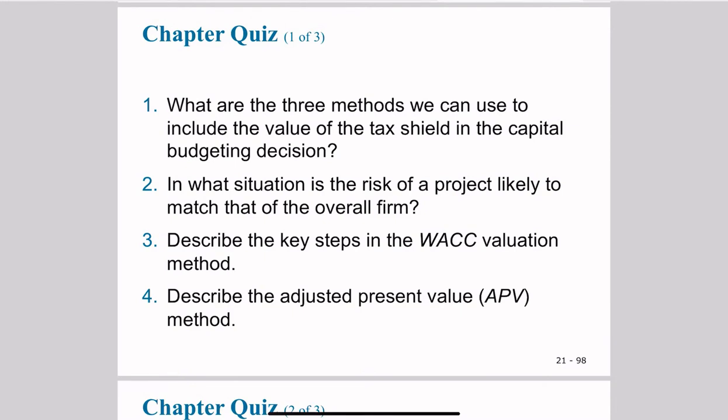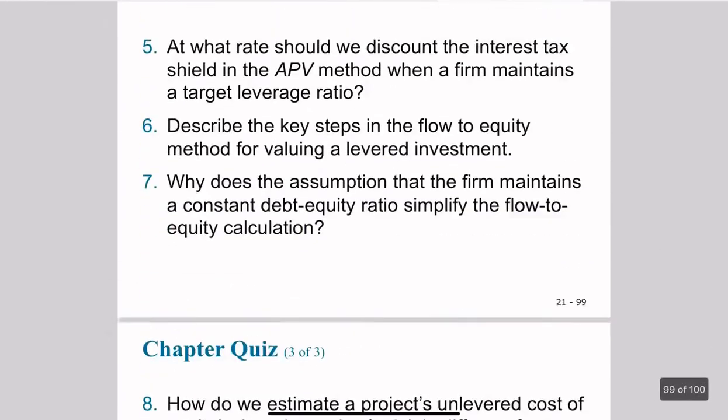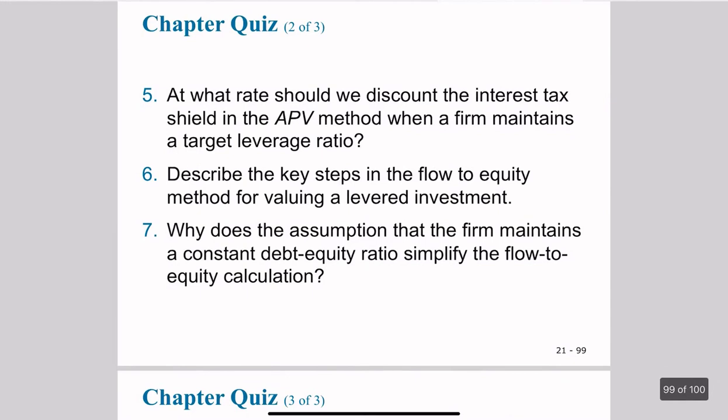And then the third step is obvious. You will basically add the two numbers. That is, you will sum up the unlevered value and the present value of the interest tax shield. And this will give you the levered value. Okay, fifth, at what rate should we discount the interest tax shield in the APV method when the firm maintains a target leverage ratio? I just talked about this, right? You should use the unlevered cost of capital.